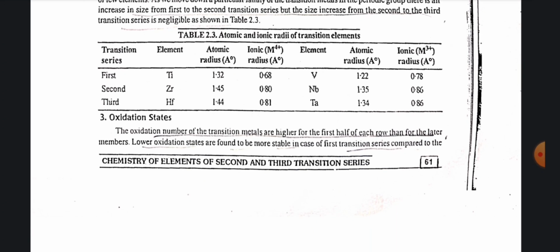Oxidation states. The oxidation numbers of the transition metals are higher for the first half of each row than for the later members.